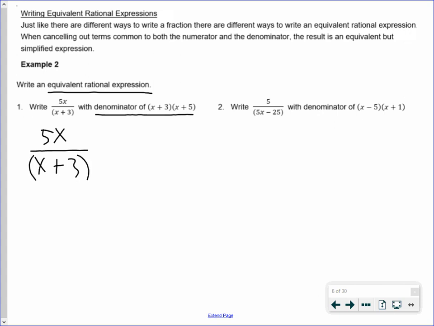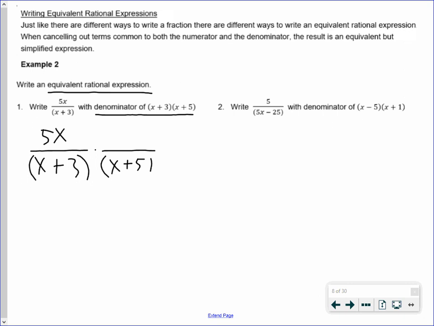So when we're comparing the two denominators, x plus 3 with x plus 3 times x plus 5, the only thing missing on the bottom of the denominator is the x plus 5. We need to have x plus 3 times x plus 5 on the bottom. And to get that, we need to multiply the bottom by x plus 5, since x plus 3 times x plus 5 equals x plus 3 times x plus 5.